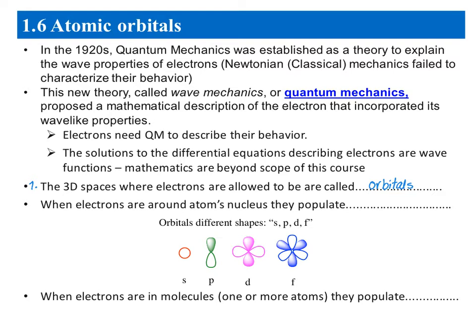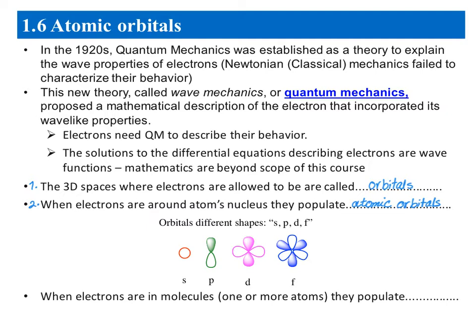And the second definition is when you consider electrons in an atom, we call those orbitals atomic orbitals. So atom itself have electrons in atomic orbitals. Solving the quantum mechanics equation shows that we have four different types of orbitals: s, p, d, and f.